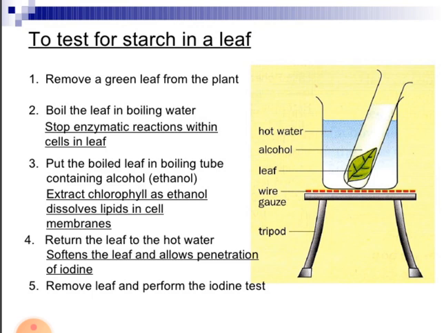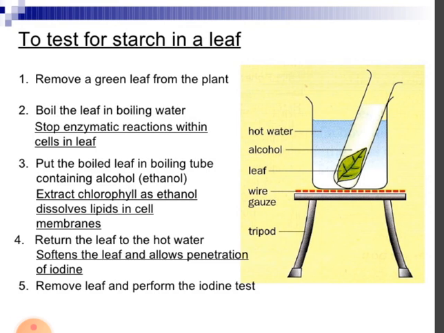In examination, you are often asked 3 reasons why, in a test for starch in a green leaf: why do you boil the leaf in boiling water? Why do you boil the leaf in alcohol or ethanol? Why do you return the leaf to hot water after boiling it in alcohol? The reasons are underlined here. They are very important points for you to note. Then after, you now remove the leaf and perform the iodine test.